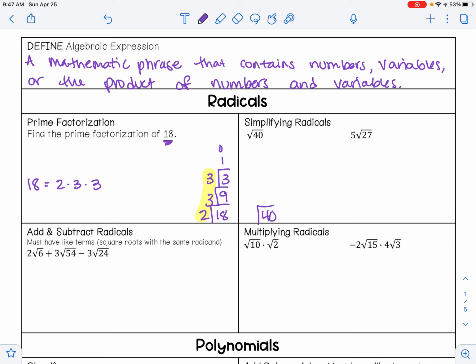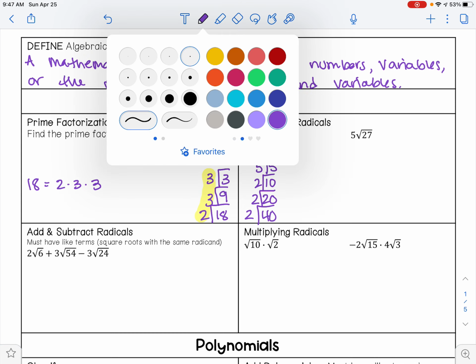The smallest prime number that goes into 40 is 2. 2 goes into 40 20 times. The smallest prime number that goes into 20 is 2. 2 goes into 20 10 times. The smallest prime number that goes into 10 is 2. 2 goes into 10 5 times. And the smallest prime number that goes into 5 is 5. 5 goes into itself 1 time. When you get to 1, you're done. That's the candle to your cake.